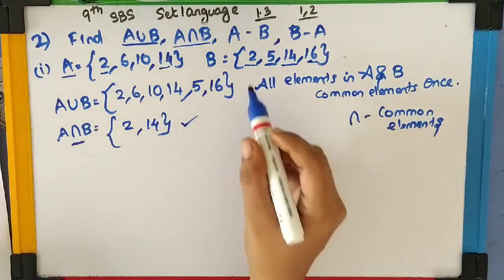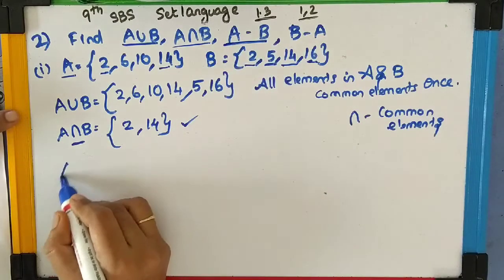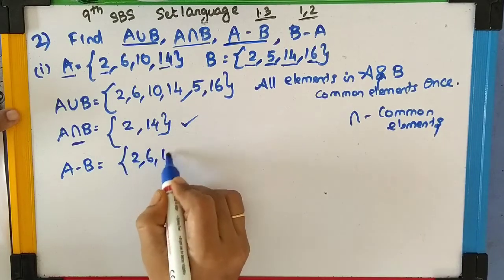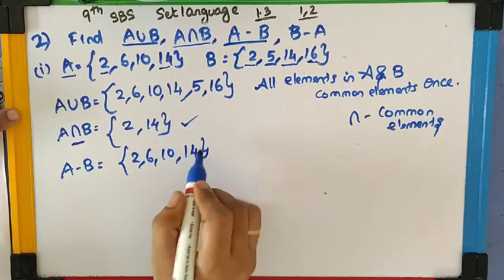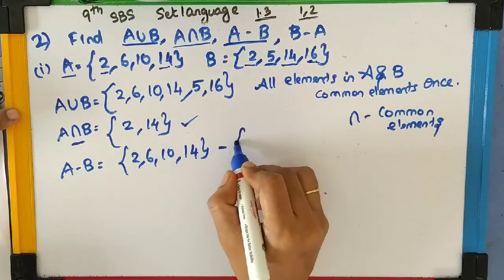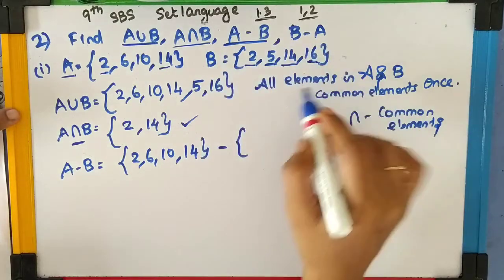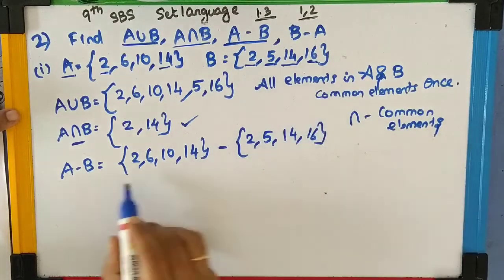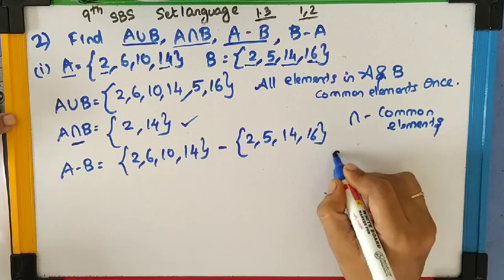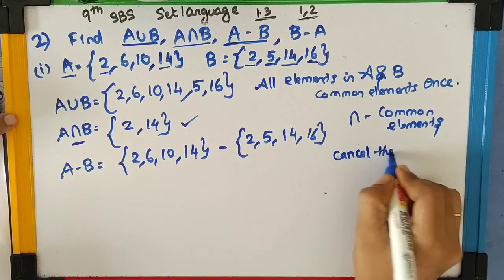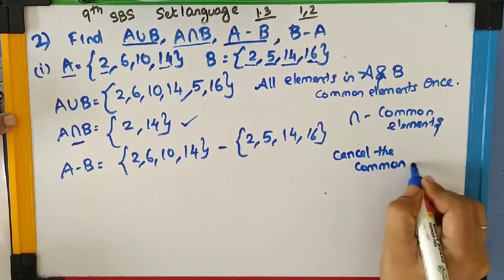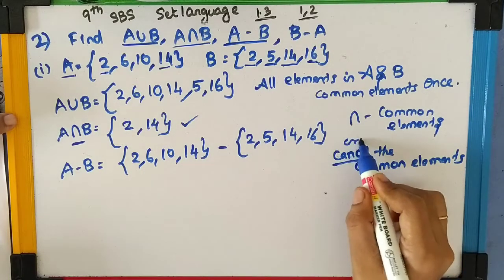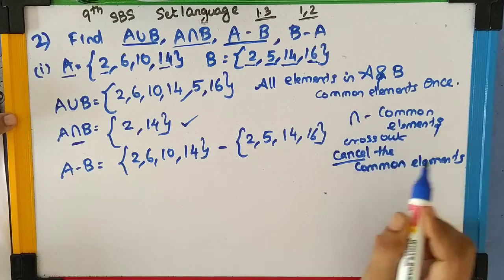Now we are going to find what is A difference B. A difference B. First write the A. 2, 6, 10, 14. Difference. What is the B? 2, 5, 14 and 16. Okay. Now what we should do in A difference B? We have to cancel the common elements and completely leave the second set and write the remaining terms in the first set. That's it. You remember this as a formula.